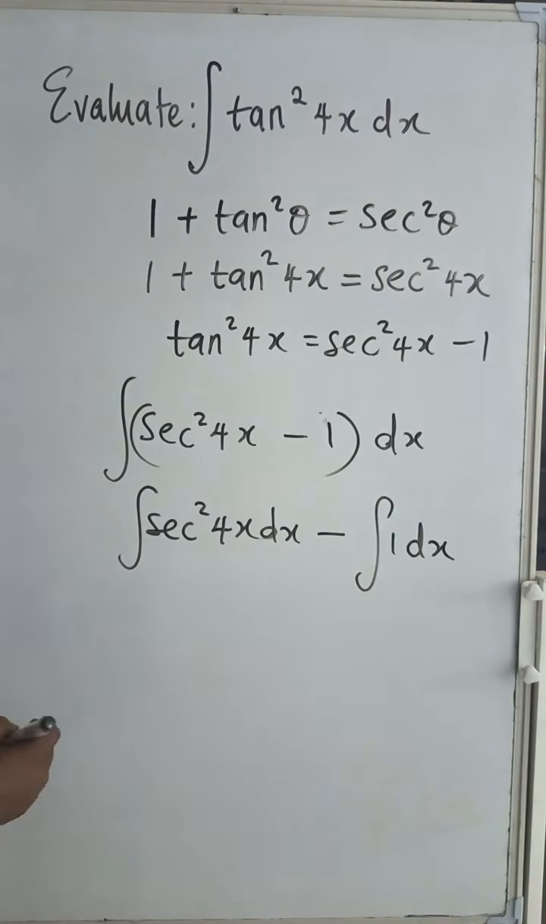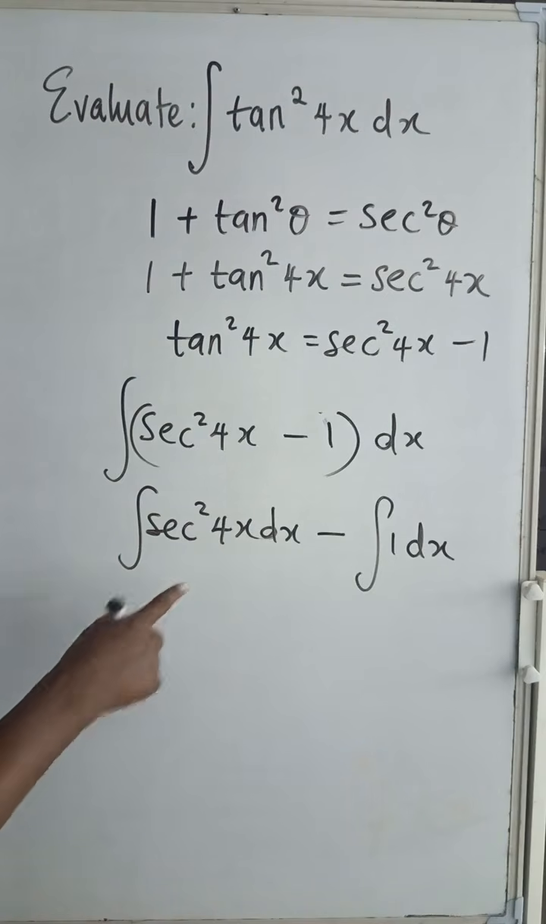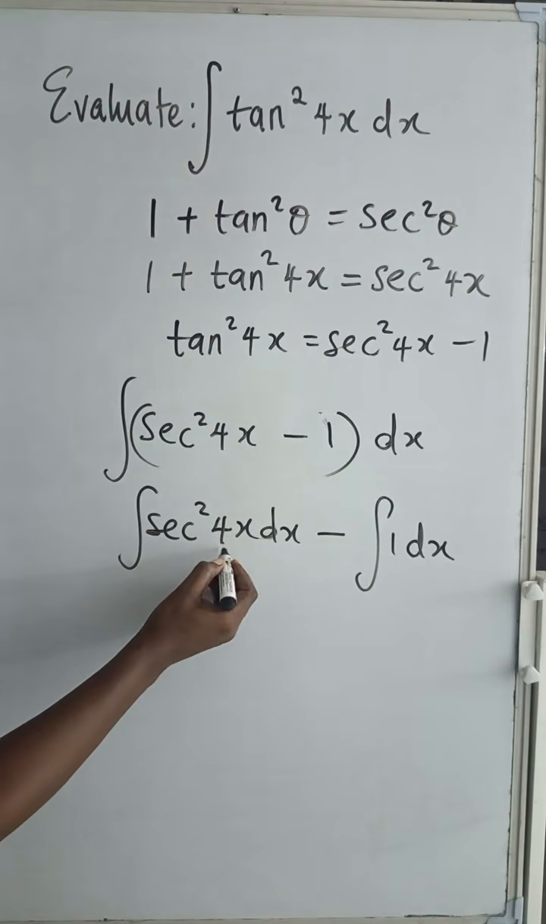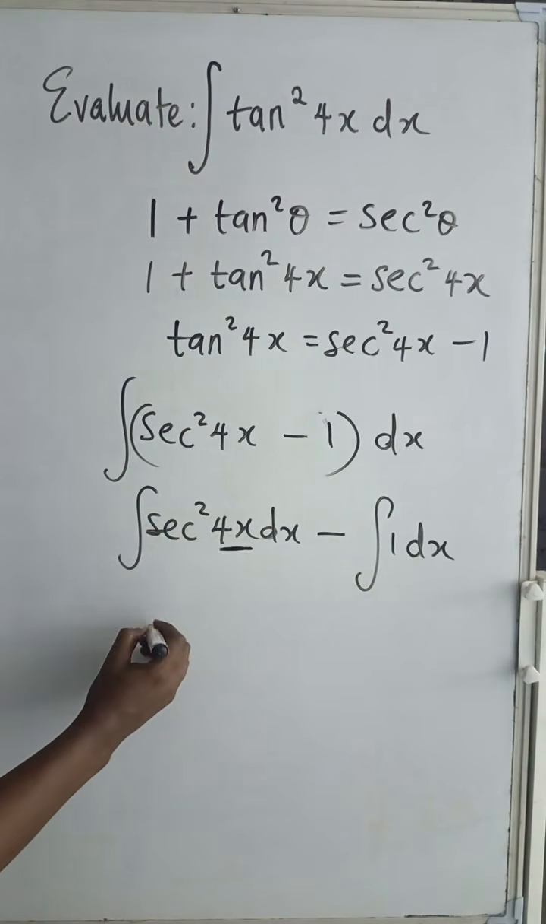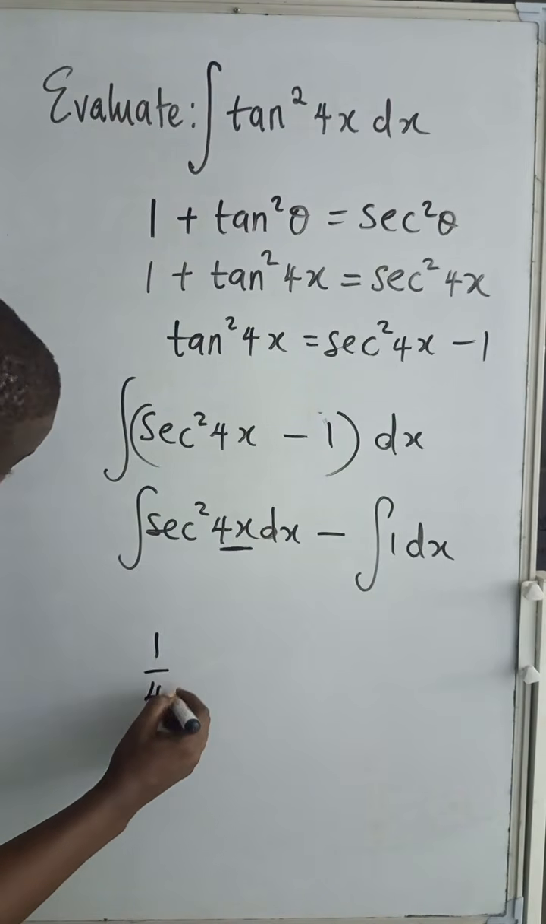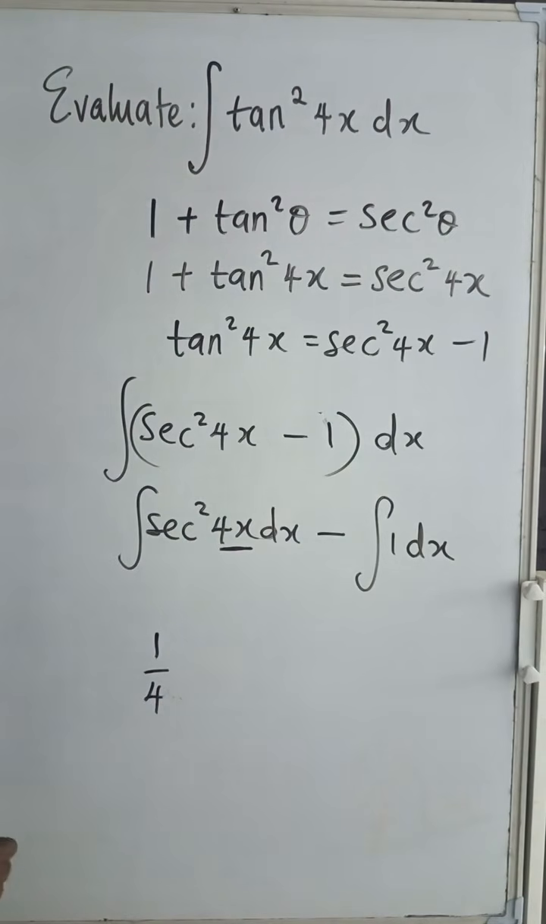Now let's integrate. If you integrate sec square x, you know we are going to have tan x. And for that, don't forget we have a multiple angle here, 4x. Let us differentiate this one first. If you differentiate 4x, you are going to have 4. So I would have put it under 1 over 4.